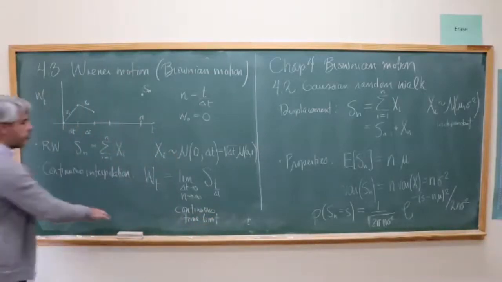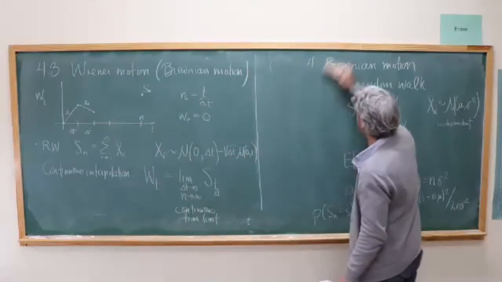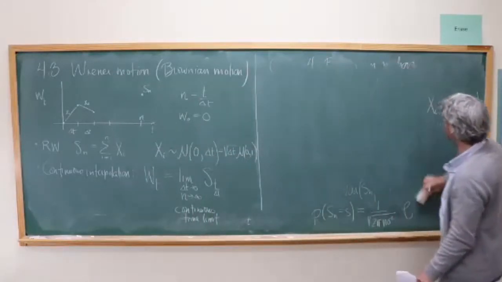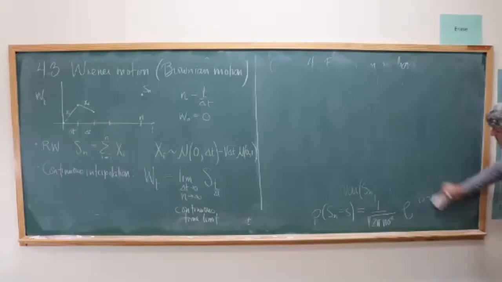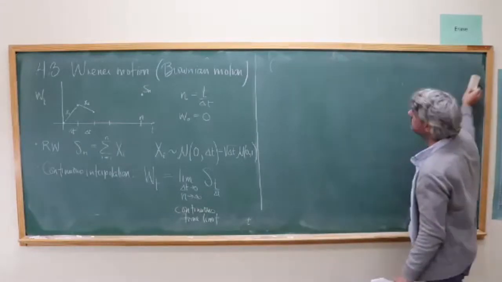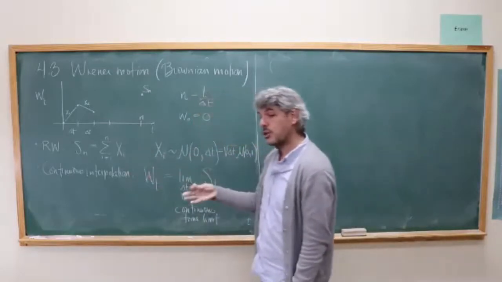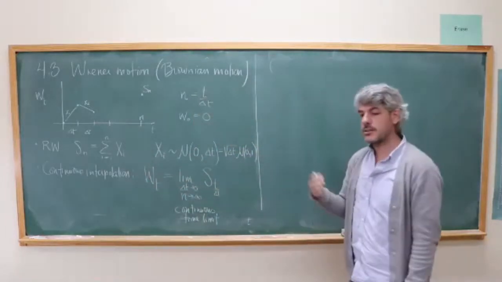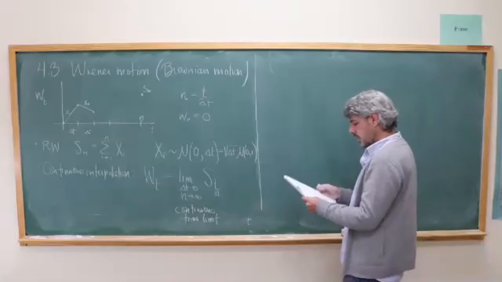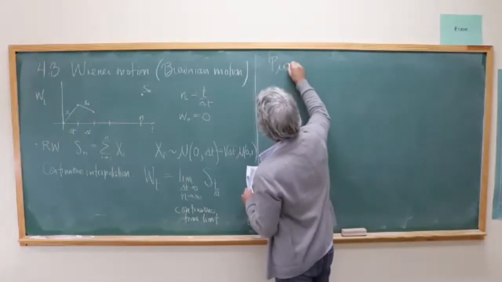Okay, so what are the properties now of this Brownian motion? It's a random process. It has a mean, it has a variance. I could also find its distribution in time, and I'm going to write this. It's quite simple to write because the Brownian motion is obtained from the Gaussian random walk, and we know the mean of the random walk, we know the variance of the random walk, we know the distribution. So I can write down the properties.